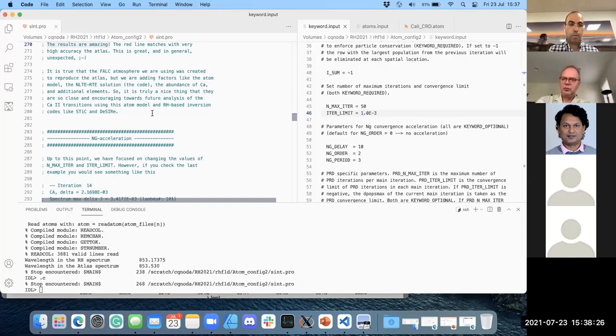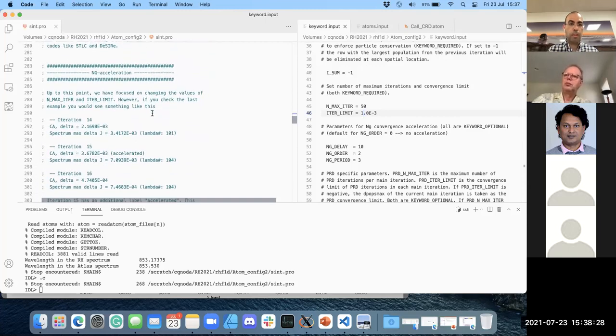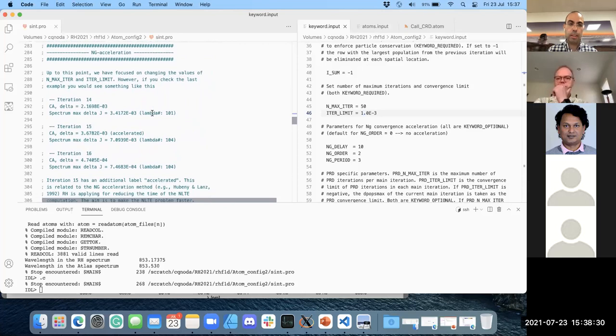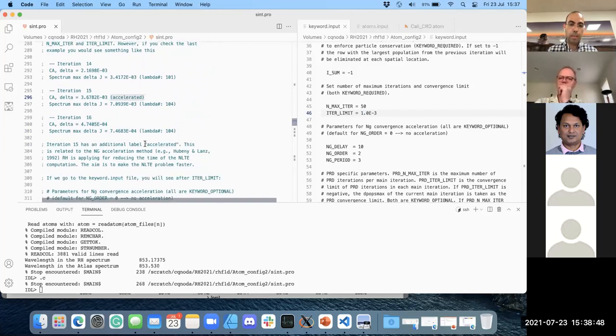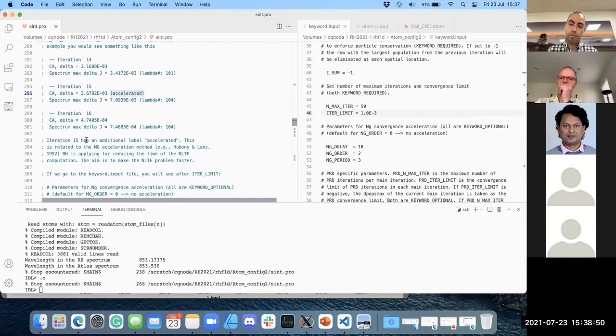Okay. So then here in this case, this is from the previous computation. And if you remember, we were running iteration 14, 15, and 16. And this case was already below 1 to the minus 3. But if you check here, there's a label that says accelerated. So in this case, it means that iteration 15 is using the NG acceleration method.